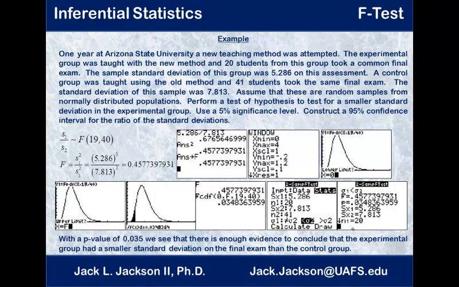So the main thing, of course, to conclusion of a hypothesis test is to look at the p-value. The p-value is 0.035, and that is less than 0.05, which is alpha. So p is less than alpha, then we reject the null hypothesis in favor of the alternative. So we see there is enough evidence to conclude that the experimental group had a smaller standard deviation on the final exam than the control group. Now, how about a confidence interval?